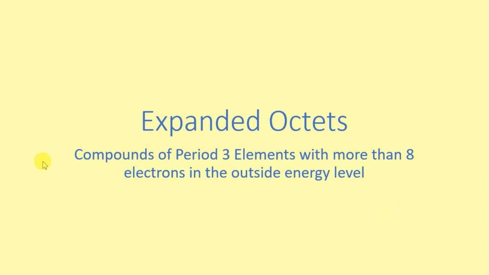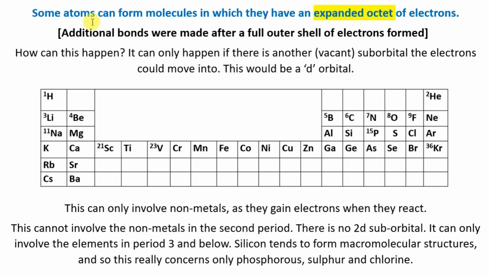Expanded octets: compounds of period 3 elements with more than 8 electrons in the outside energy level. Some atoms can form molecules in which they have an expanded octet of electrons. Additional bonds are made after a full outer shell of electrons has formed. How can this happen? It can only happen if there's another vacant suborbital the electrons could move into, and that would be a d orbital.